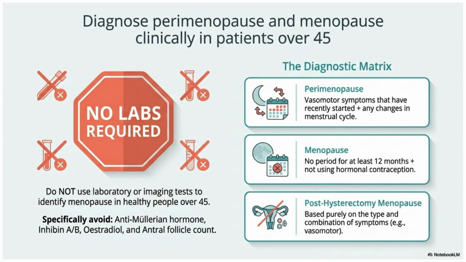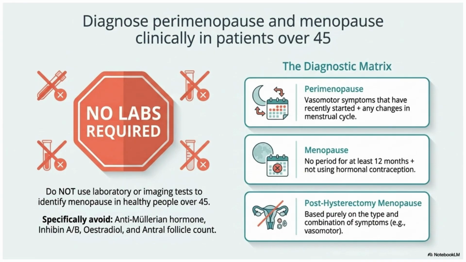About the diagnosis: in an otherwise healthy person aged 45 or over, perimenopause and menopause should usually be diagnosed clinically without routine blood tests. Perimenopause, as we discussed, is suggested by recently developing vasomotor symptoms, meaning hot flushes or night sweats, together with a change in the menstrual cycle. Menopause is diagnosed after at least 12 months without a period, provided the person is not using hormonal contraception. Following hysterectomy, periods cannot guide diagnosis. So consider age, symptoms, and whether the ovaries were removed.